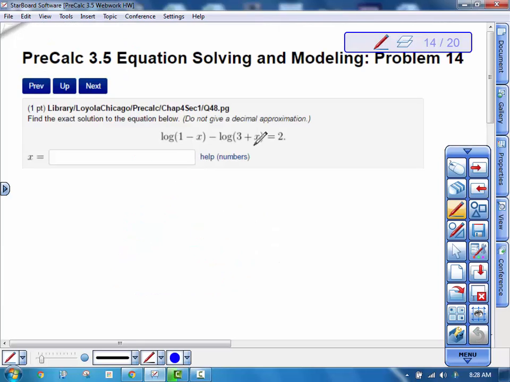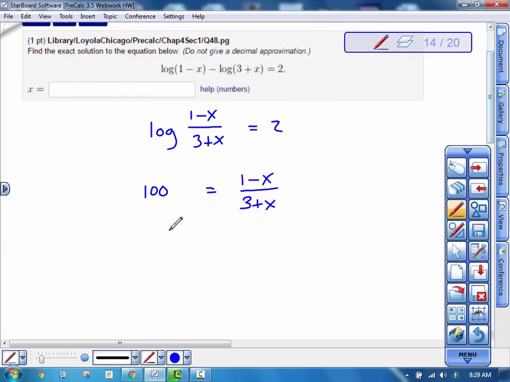Okay, the next problem, once we have the difference of two logs, so right away we know that's a log of a quotient if they have the same base, which they do. So I can rewrite that like this, and then I can change it into exponential form like this. And unfortunately I can't simplify this at all, so I'm going to have to multiply. This is 100. I'm going to have to multiply both sides by 3 plus x.